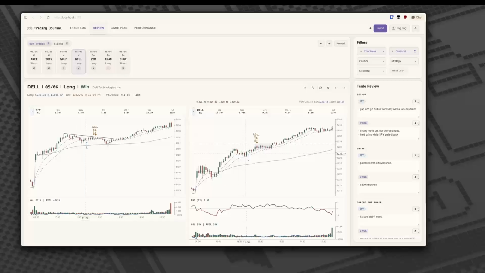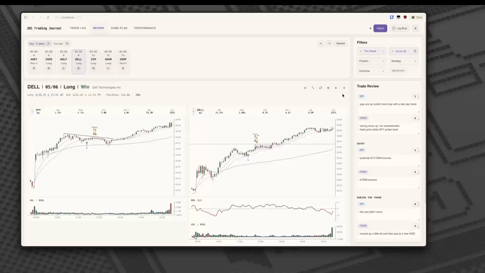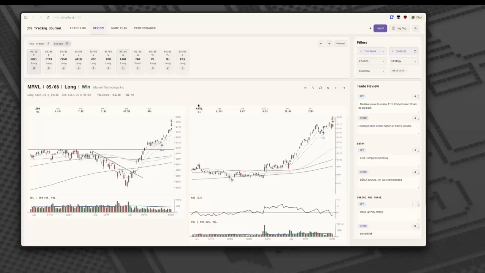Like, here's where I would have entered, here's what the market was like. I can take a step back, really look at the trades, and compare trades across different days and so on. Doing that is really helpful. I was doing that in PowerPoint and Excel and everything, but now it's all in one place. So that's very helpful.